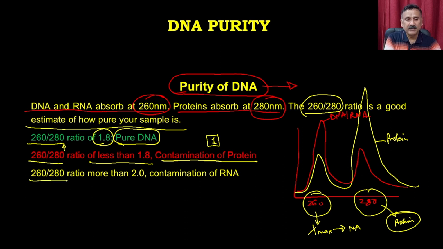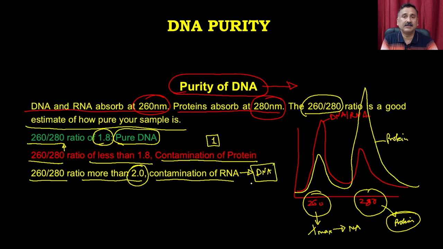Now, if the 260 to 280 ratio is more than 2, which means you are going to have very high absorbance at 260 nanometer, that means there will be a contamination of RNA in the DNA prep. Now, this is very important to understand.